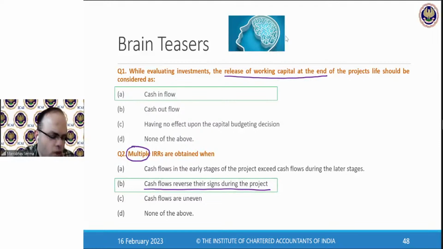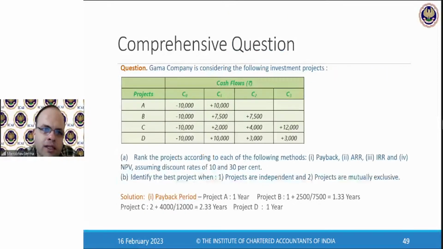Okay, so let's do one thing, guys. On the other side, we have a lot of practice here. So I have a comprehensive question in this. But this question is very easy, guys. It barely involves a lot of calculation. Gamma company is given 4 projects with cash outflow and cash inflow over multiple years. Project A is for 1 year, project B is for 2 years, project C and D are for 3 years. And we have to calculate payback, ARR, IRR, NPV.